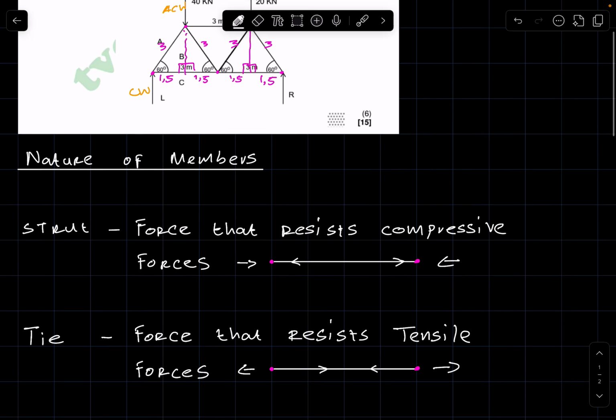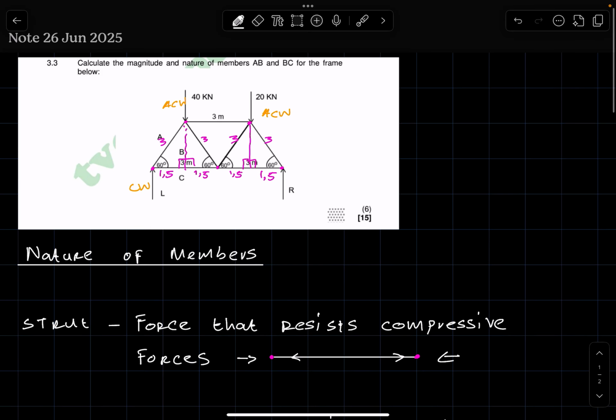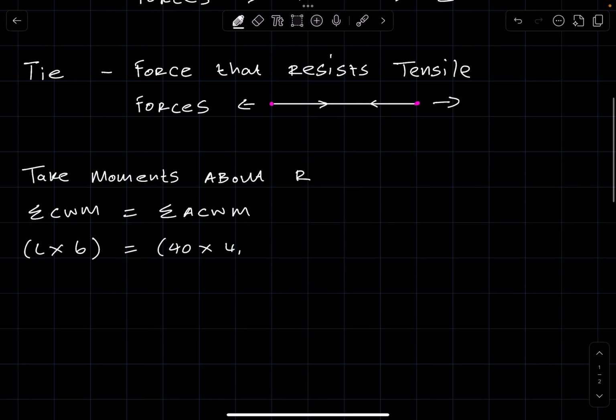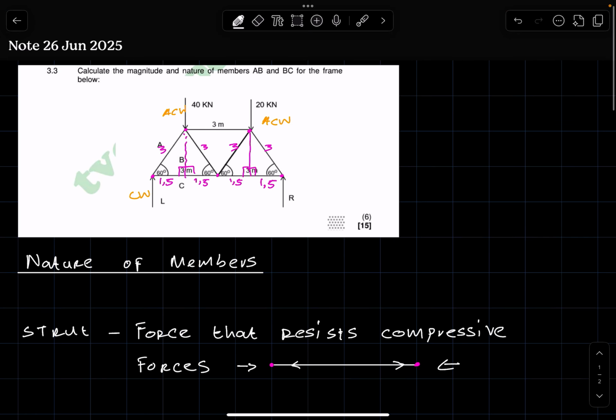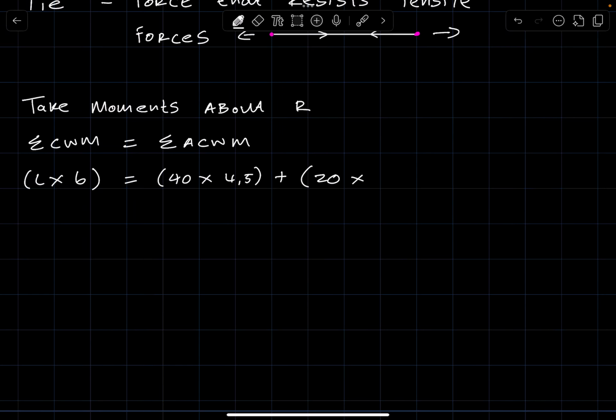So you have the 40 times the distance between 40 and where we are taking moments about, that's 1,5 plus 3, so that's 4,5. So times 4,5, plus the 20, and the 20 times the distance from 20 to where we are taking moments about, 1,5. So that's 20 times 1,5.